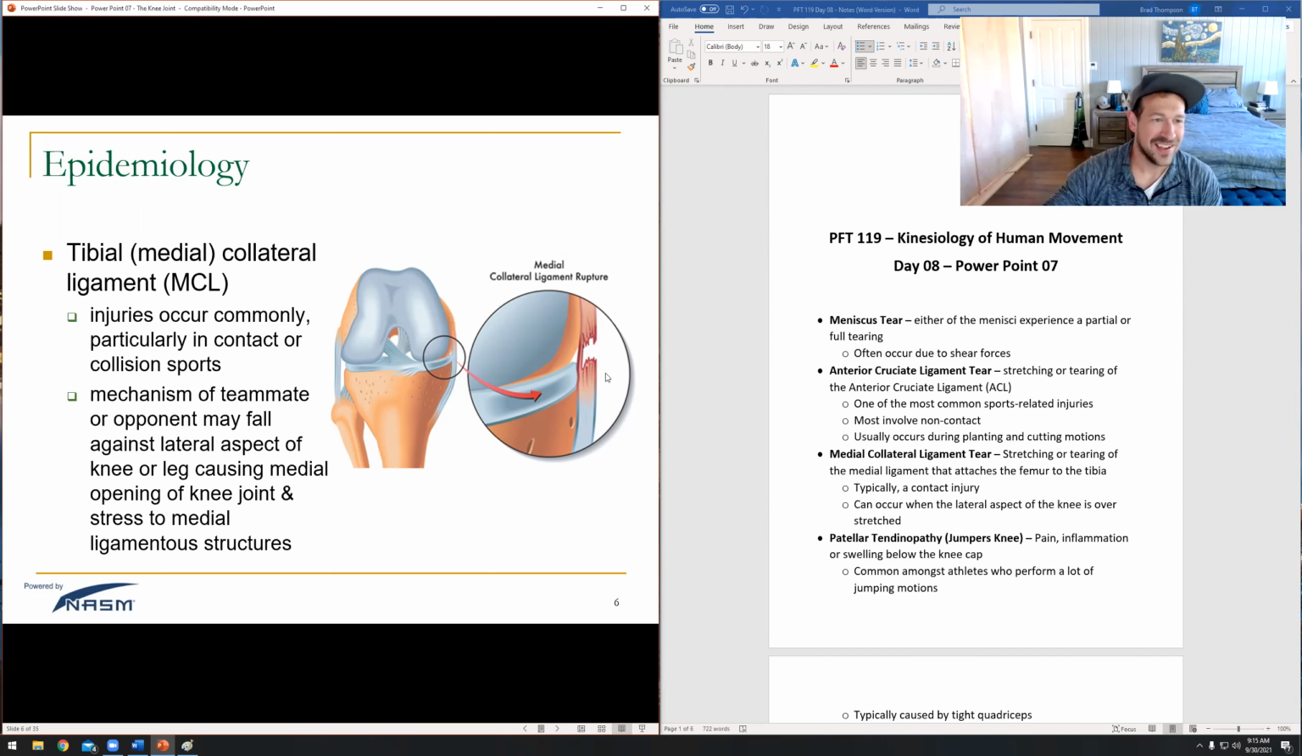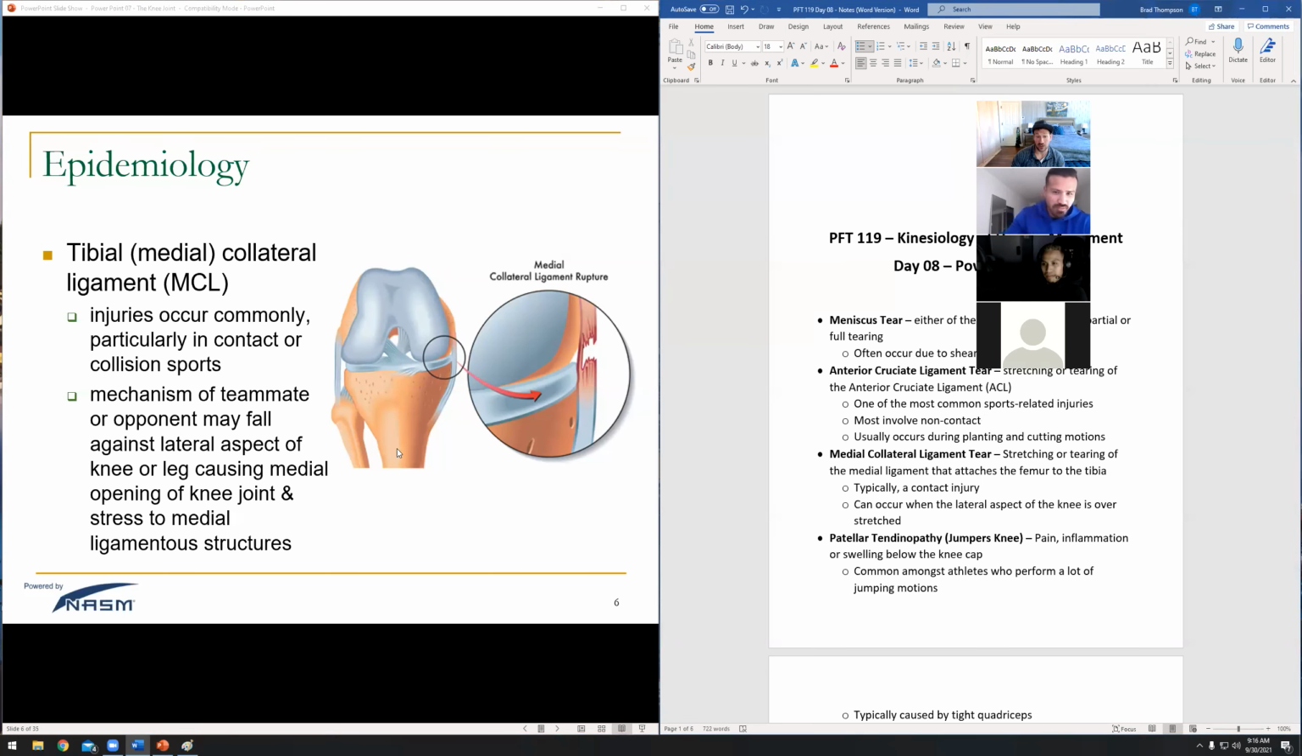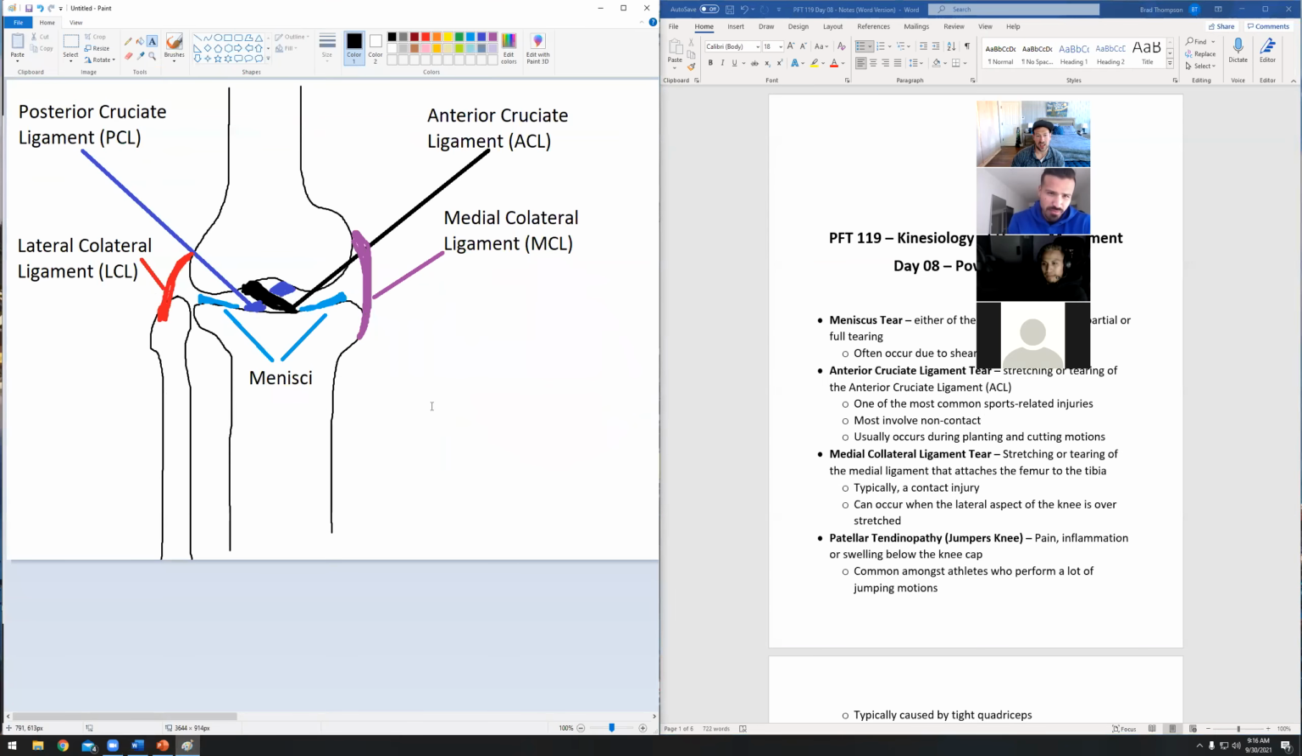Okay, focusing again. So MCL. This one honestly is usually a contact injury, but you can see here, if I were to knock my leg this way, so if I got tackled from the lower leg and my femur stayed straight up, and I were just to slam it from the inside and tear here, overstretch that, that's how that happens. Or more commonly, someone will fall on the ground and someone else will land on them over here.